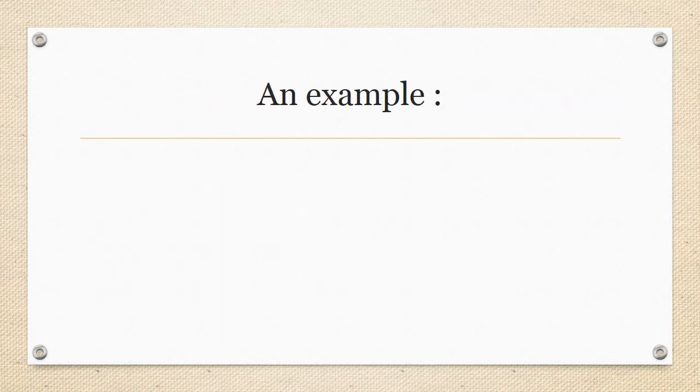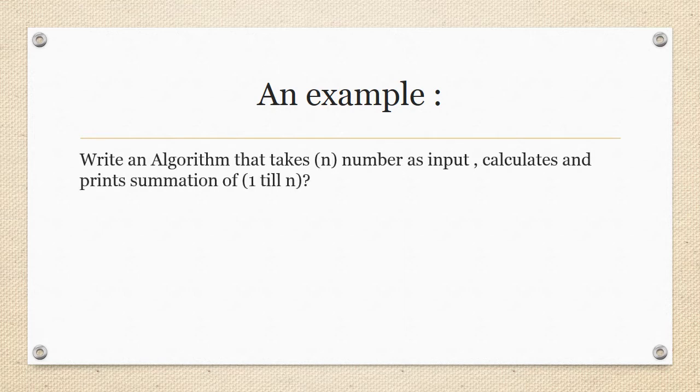Here's an example. Write an algorithm that takes n numbers as input, then calculates and prints the summation of 1 till n, or 1 to n. Here's the algorithm. We have to begin writing the algorithm. Begin, read n. Here we give primary values to both variables. The first one, which is I, is the counter, and the second one, which is s, is our variable for summing numbers from 1 till n.